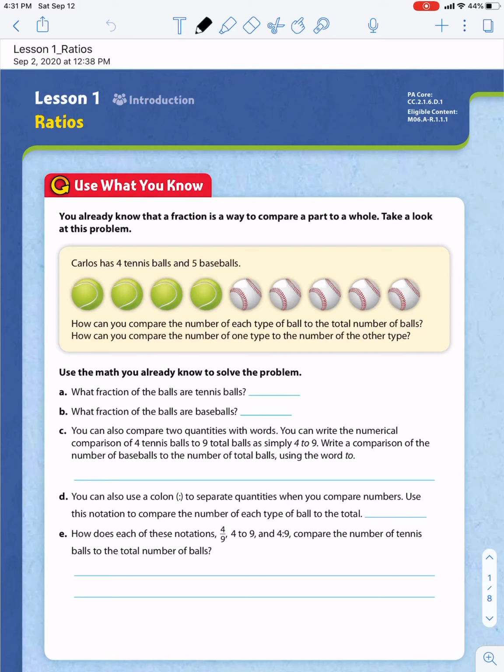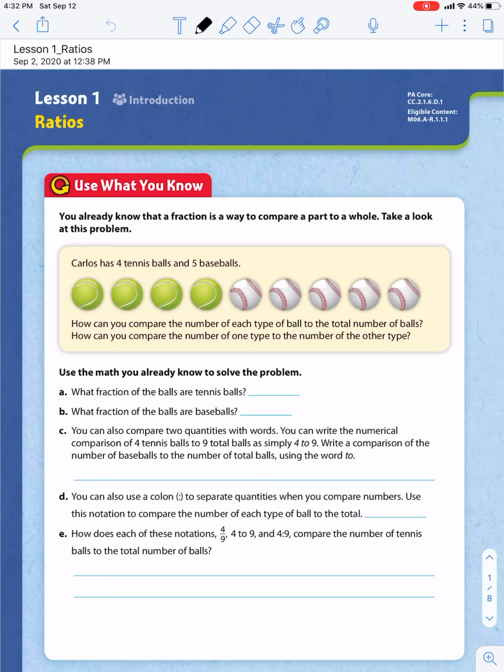All right, guys, we are going to start math this year with a very easy topic. It is lesson 1 and it is ratios. So we need to make sure that everybody has their math book. If you do not have your math book, just maybe write down a couple of different things just to help you remember so that way you are prepared for math class.